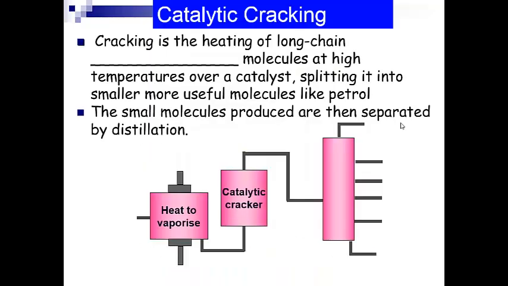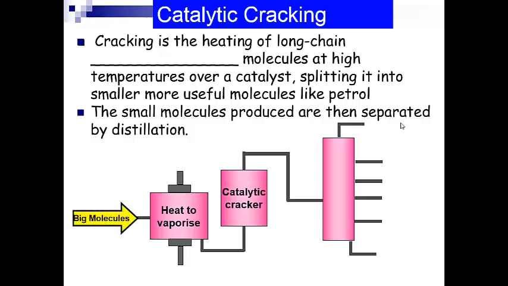Catalytic cracking. So the word catalytic comes from the word catalyst. Now, a catalyst is a substance that speeds up the rate of a chemical reaction, but doesn't get used up in the process. Now, as you can see, catalytic cracking is the heating of long chain hydrocarbon molecules at high temperatures over a catalyst, splitting it into smaller, more useful molecules like petrol. The small molecules produced are then separated by distillation.